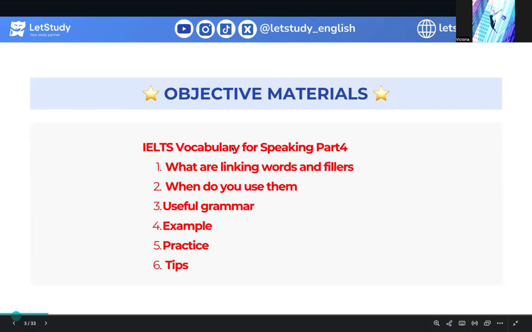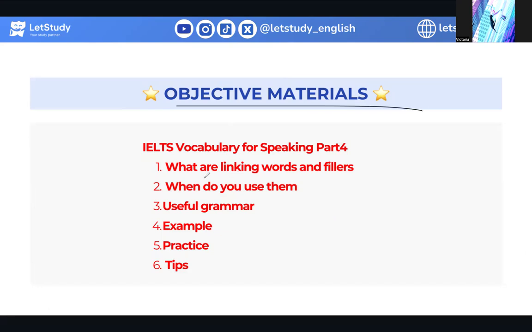Okay, so these are the materials that we're going to learn today. Okay, jadi what are linking words and fillers? When do you use them? Useful grammar, example, practice, and tips. So without further ado, let's get into it.